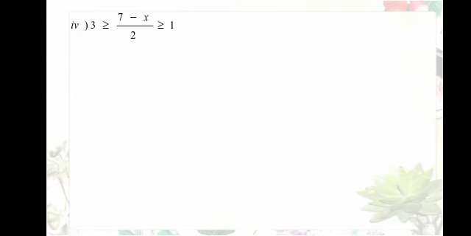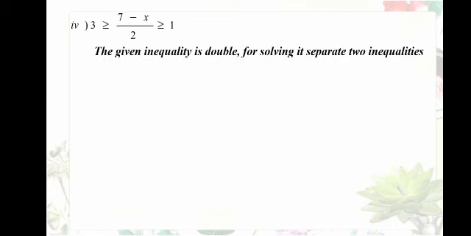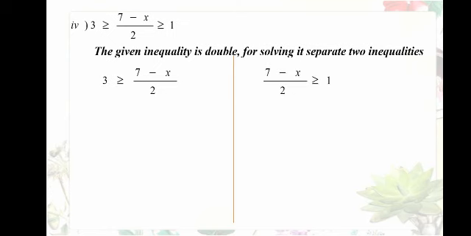Then coming towards the next question, that is question number 4. 3 greater than or equal to 7 minus x over 2 greater than or equal to 1. Separate the inequalities. The first pair will be 3 greater than or equal to 7 minus x over 2, and the second pair will be 7 minus x over 2 greater than or equal to 1.